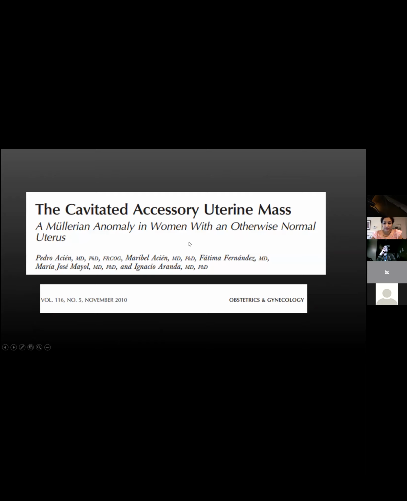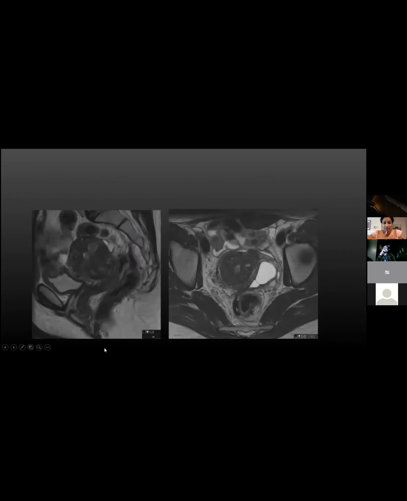Cool, I've never heard of that. Dr. Asher says, why isn't this deep invasive endometriosis into the uterine serosa mimicking adenomyosis? So I guess she was thinking, why wasn't it basically endometriosis from the outside invading the uterus?